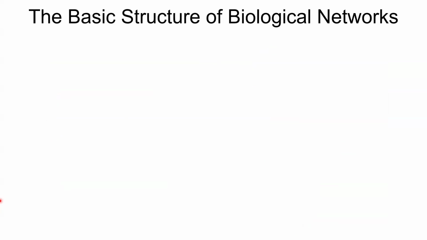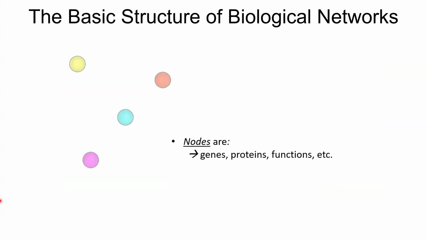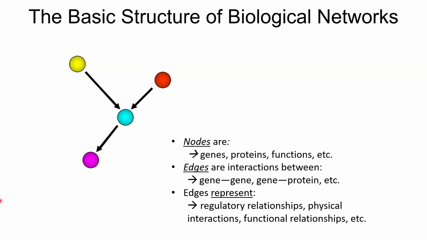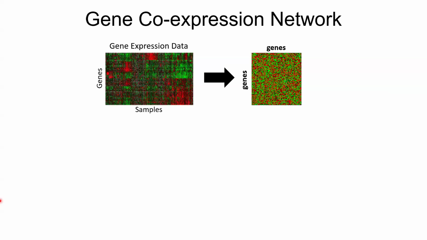But before I do that, I'd like to talk a little bit about what the basic structure of biological networks is. In a biological network, the nodes can represent many different things. Typically, they represent things like genes, proteins, metabolites, biological functions, etc. Connections or edges between those nodes tend to represent things like gene-gene interactions, gene-protein interactions, etc. And importantly, these edges can represent many different types of relationships, such as gene regulatory relationships, physical protein interactions, functional relationships, etc. So what types of networks are generally counted in network medicine?